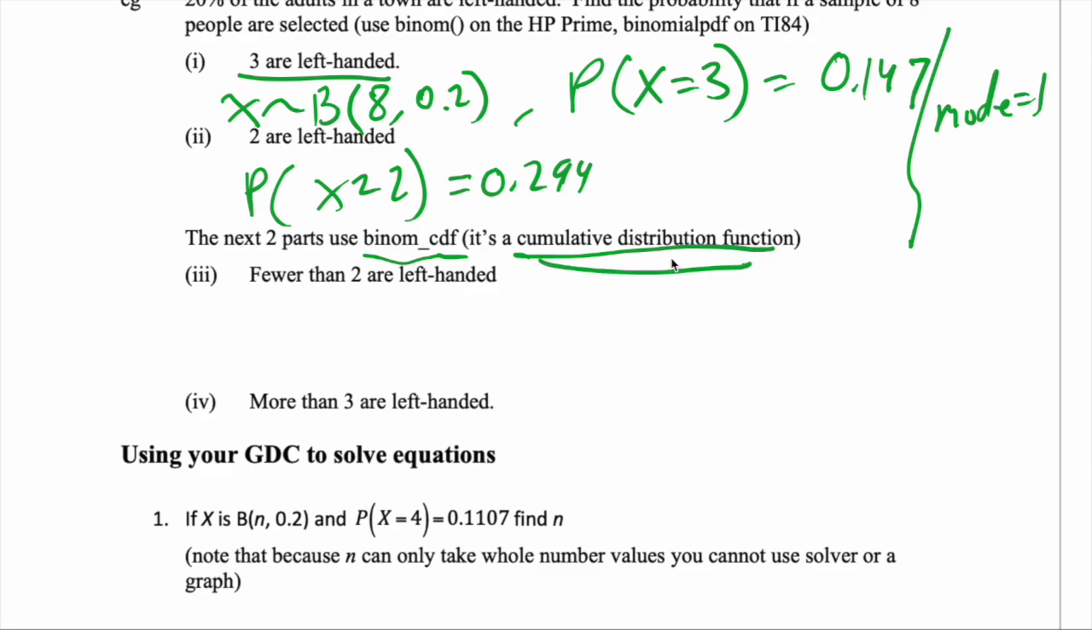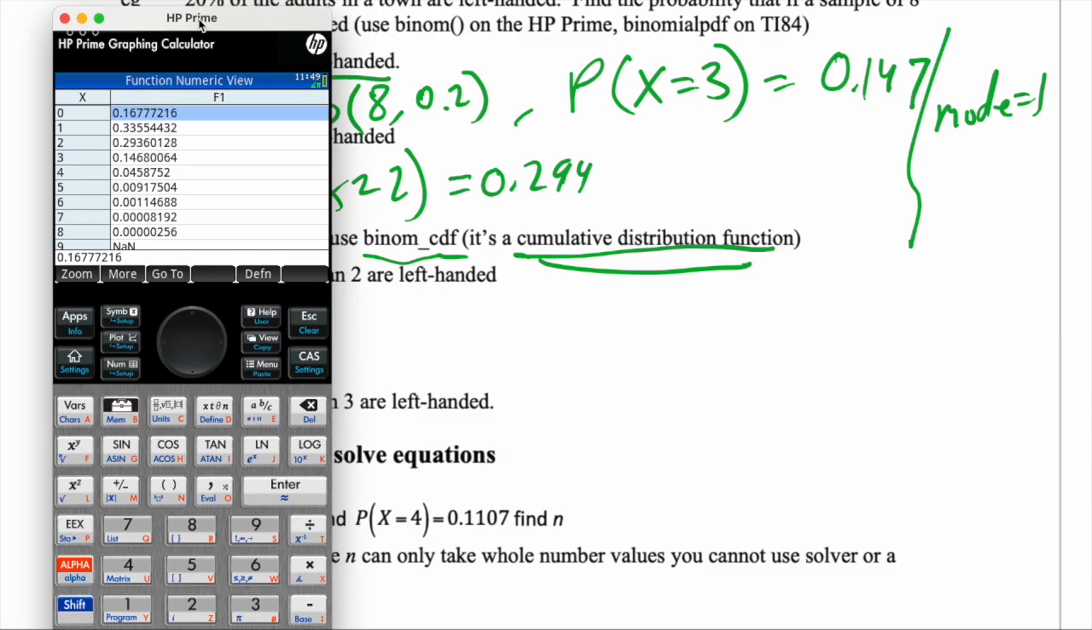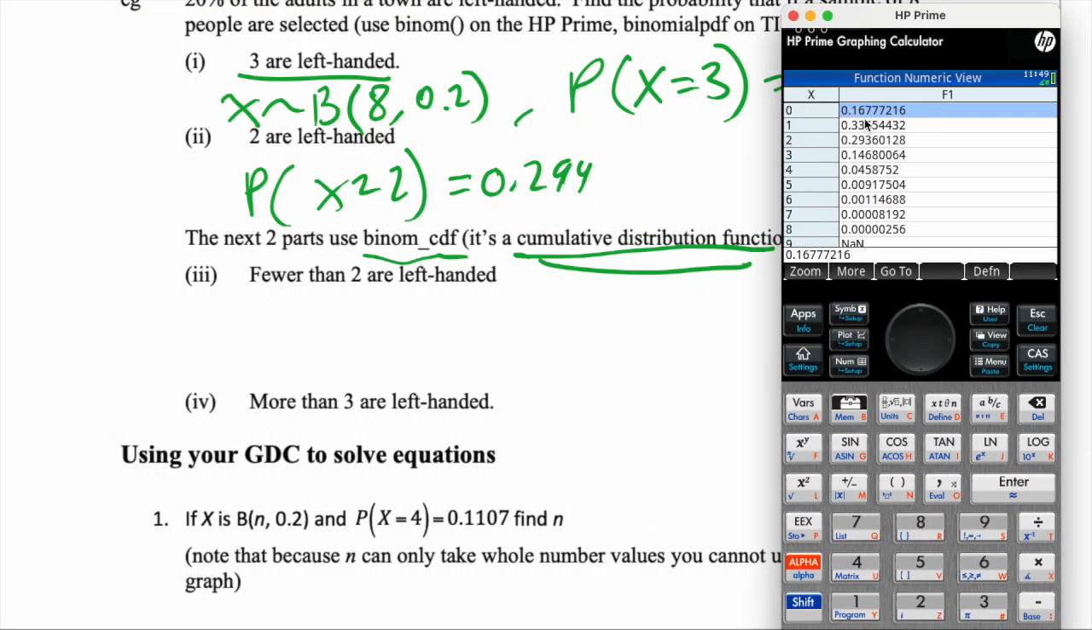Cumulative means up to that point. So if we look here at this table, probability of 0 heads is 0.618. Probability of 1 head is 0.336. So of course, if you do the probability of less than or equal to 1 heads, then you can just add those probabilities together.